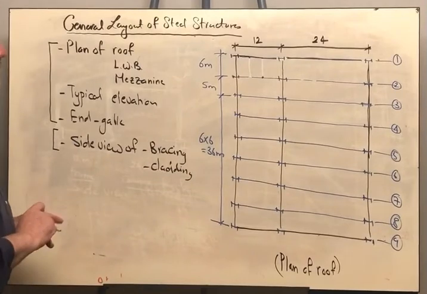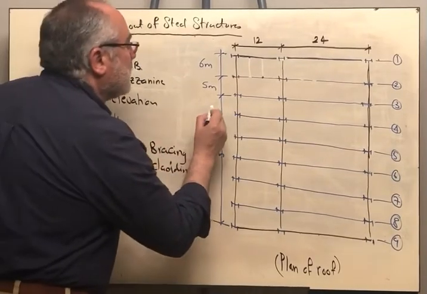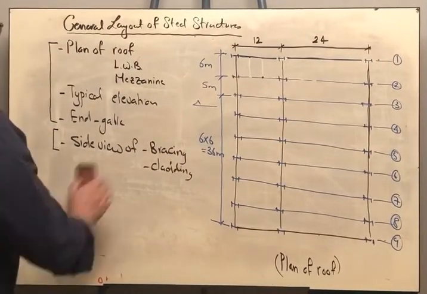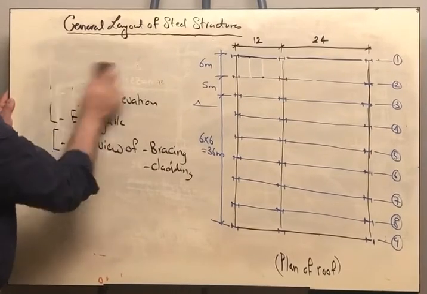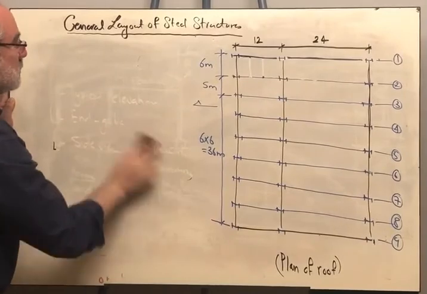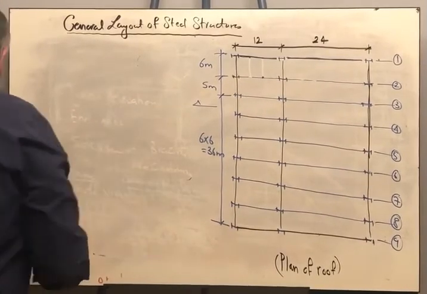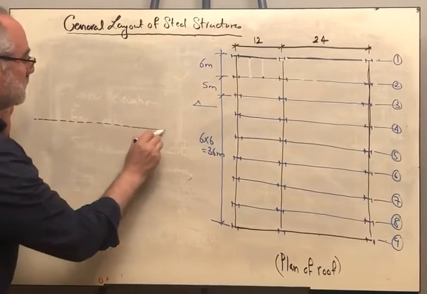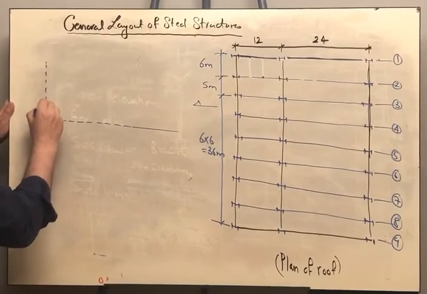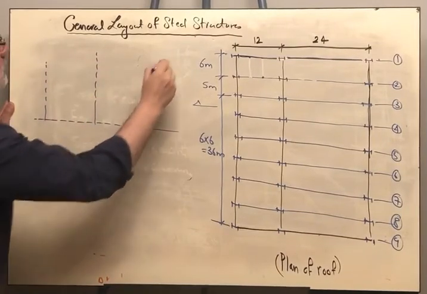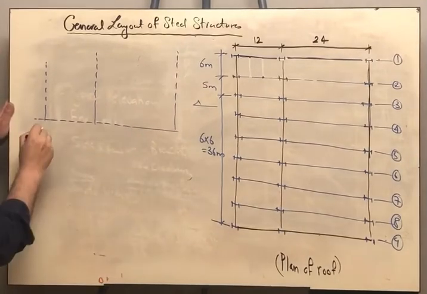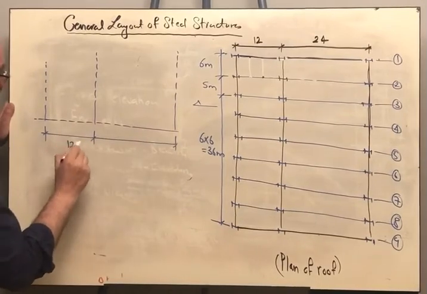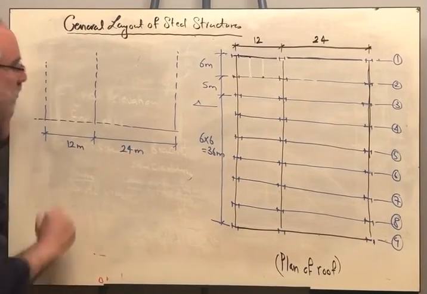Okay. Now, we need to see typical elevation. We need to cut here to see a typical elevation of our main system. So this is the 0 level, and we are having, this is the first axis, this is the second one, and this is the third one. Okay, we have the span here is 12 meters, and this is 24 meters.